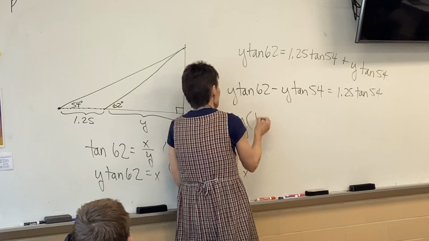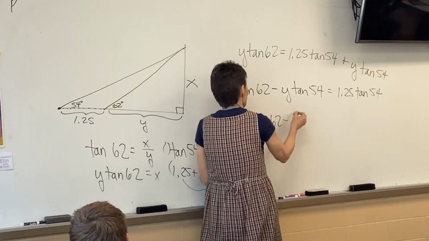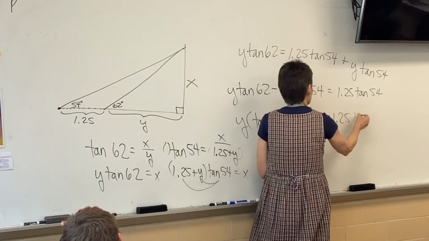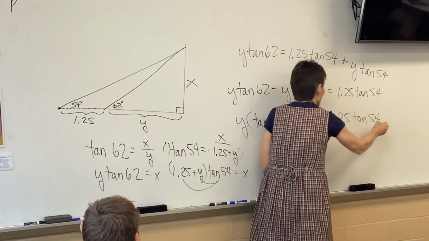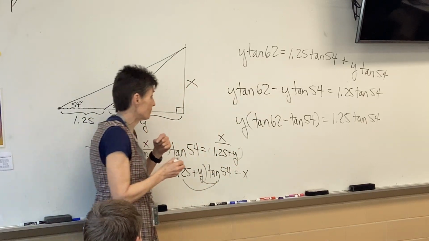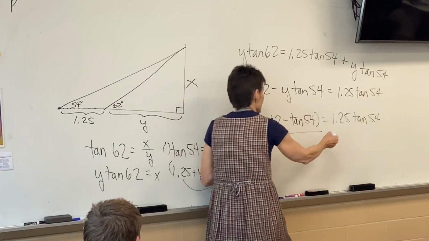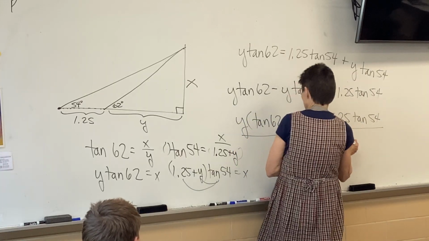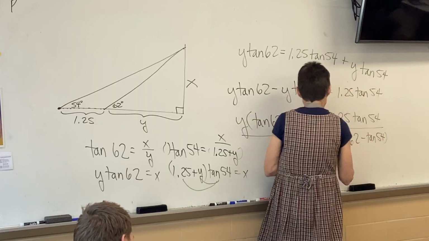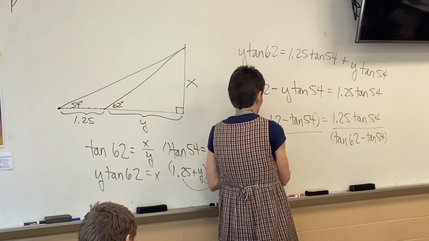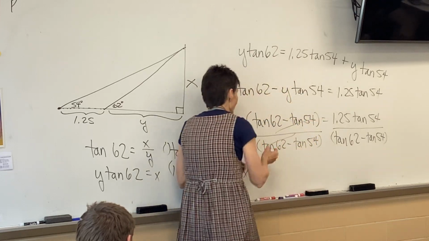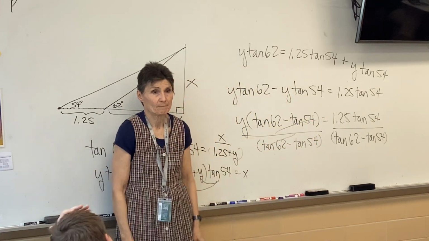So y times tan 62 minus tan 54 equals 1.25 tan 54. And then one more step, and then we're gonna have to type it in, which is a challenge also, but now we're gonna divide by that parentheses, right? All right, everybody still with me?